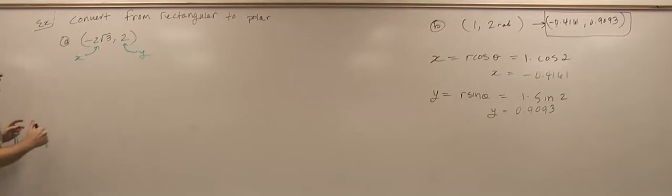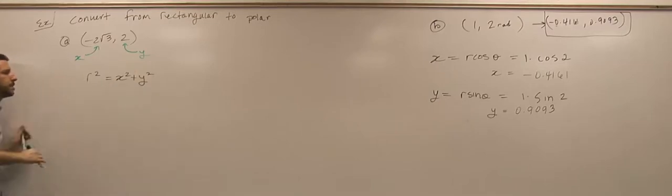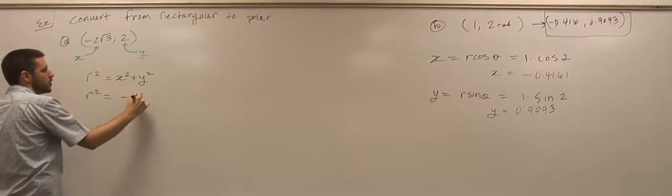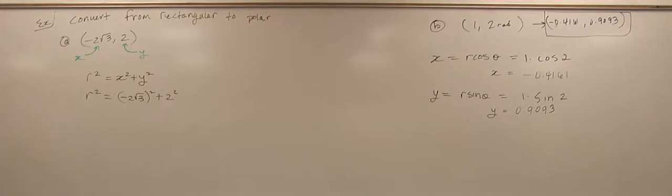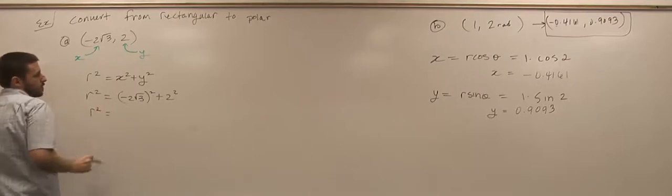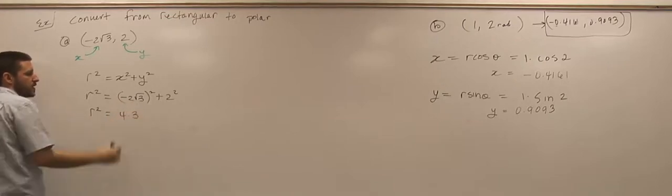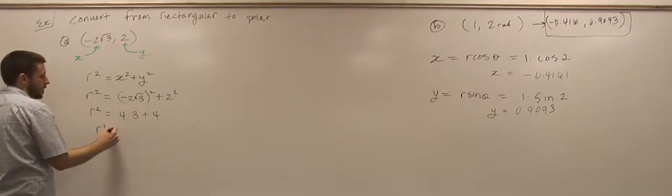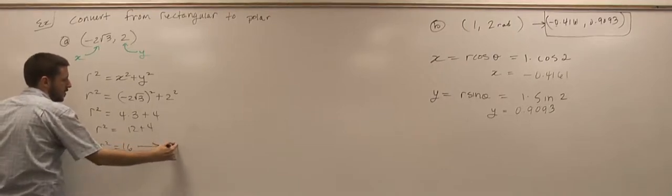We can figure out the radius of this point really quickly by using the Pythagorean theorem. So r squared is going to equal negative 2 root 3 squared plus 2 squared. What's negative 2 root 3 squared? You're going to square the 2, which becomes 4, and you're going to square the root 3, which becomes 3. So 4 times 3 is 12, plus 4, so r squared is 16, r is 4.